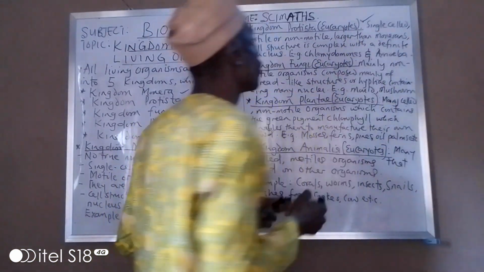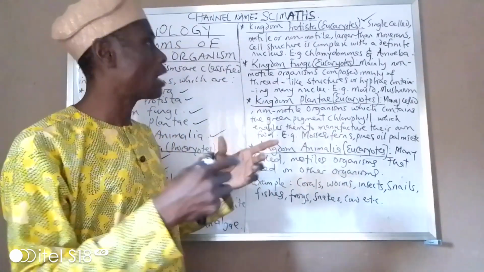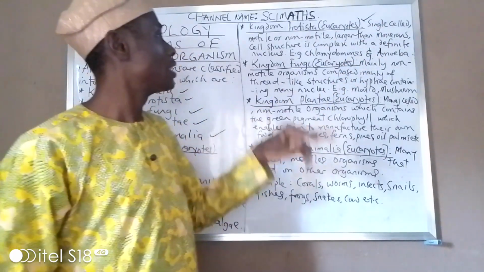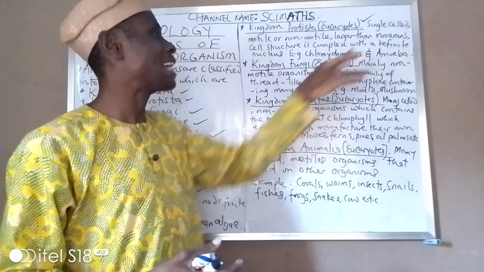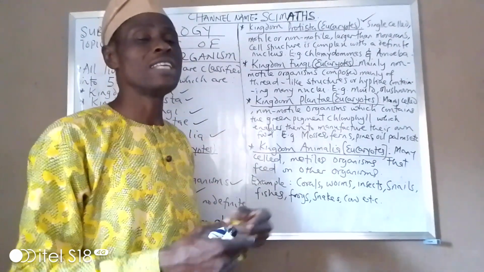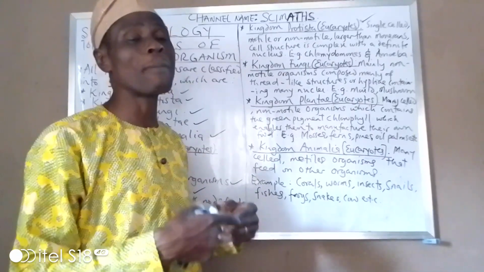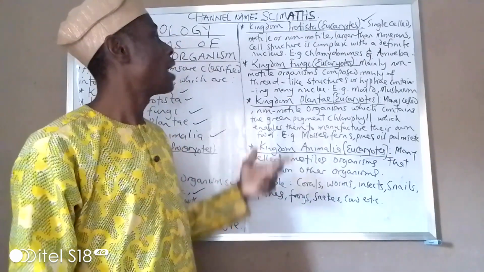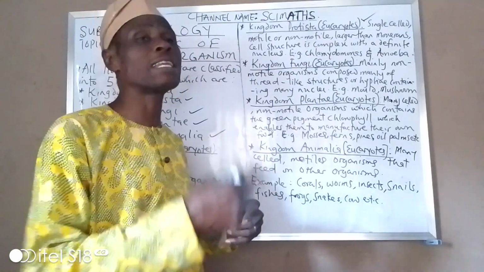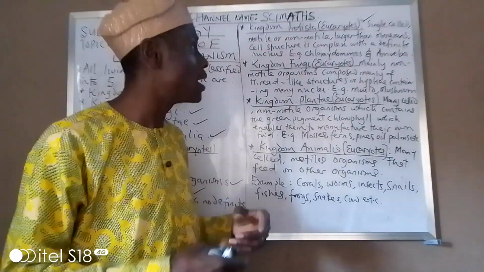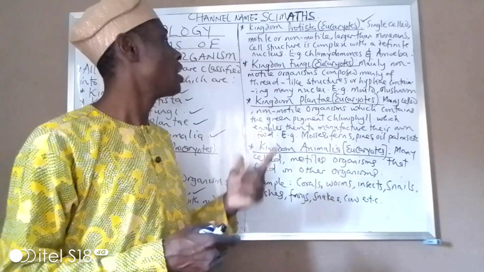Kingdom Protista. They are called eukaryotic. Eukaryotic means that they have a definite nucleus. What are their features? They are single-celled, and they are motile or non-motile; some of them can move, some cannot. And they are larger than Monera. Most of the time, you don't need a microscope to see them. Their cell structure is complex with a definite nucleus, which is why we say they are larger than Monera.